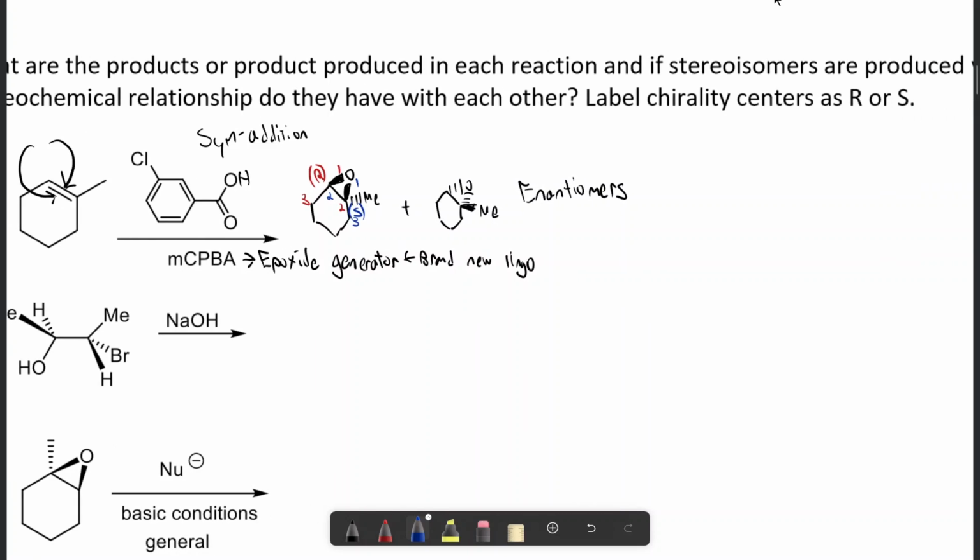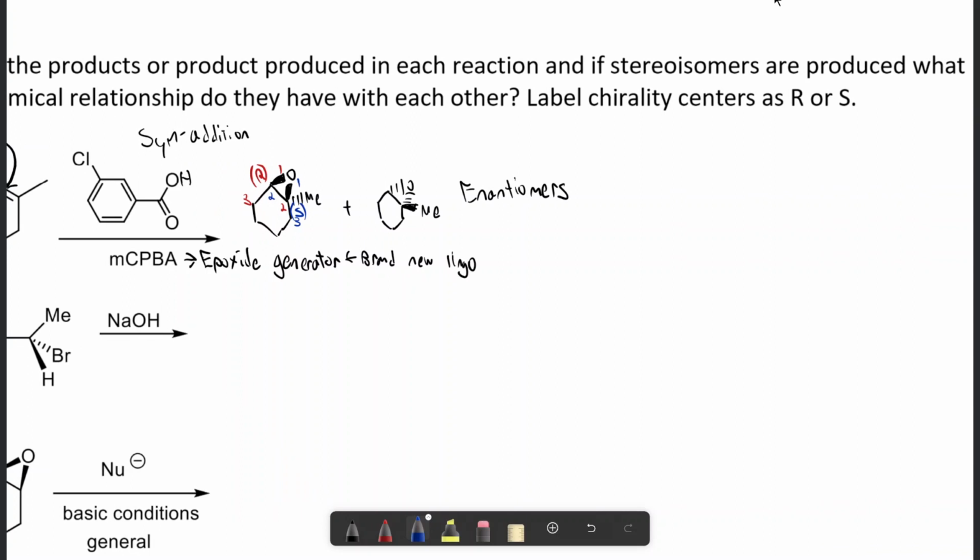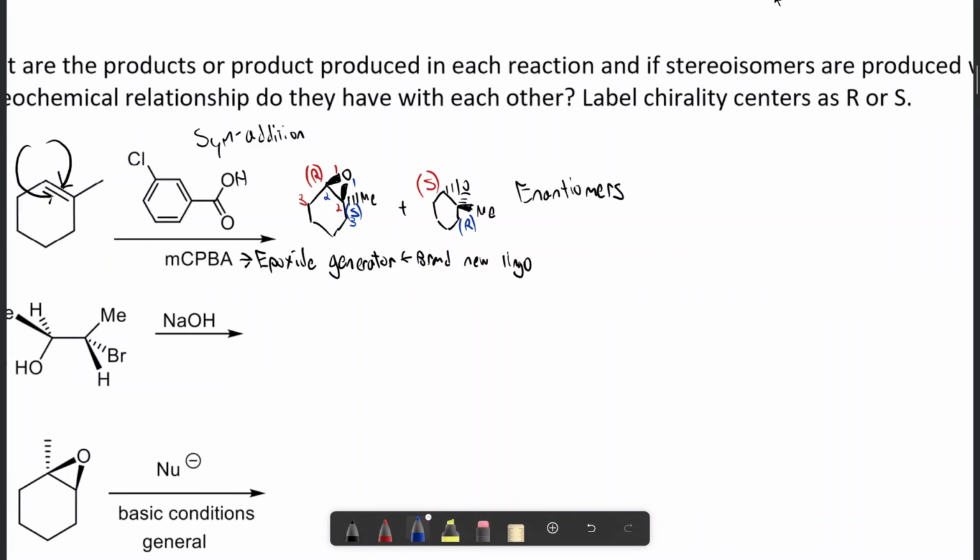Okay, now moving on to the other one, since it is a syn addition, it's very, very easy to determine the stereochemistry. All we're going to do is basically just flip it. Very easy, and that will be our stereochemistry.